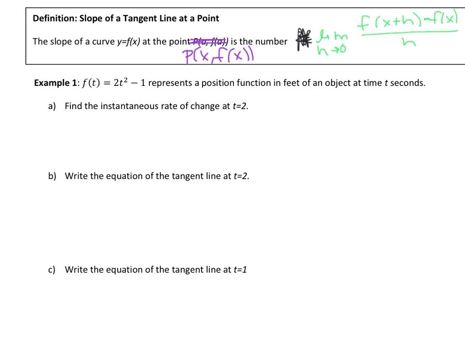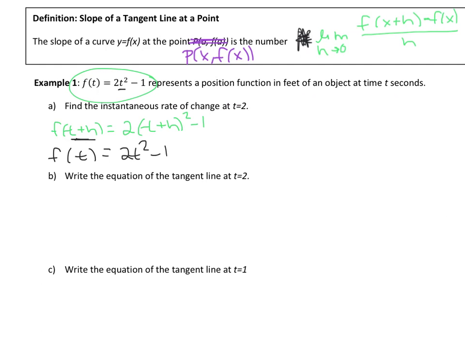So we already know f of t. That's given to us here. So just to make sure we're on the same page, we know that f of t plus h, if I plug that in, is 2 times t plus h squared minus 1. Right, if I just use my function notation and substitute this in for t squared. And just because I like everything in the same place, I know that f of t is equal to 2t squared minus 1. I just got both those from the formula. So now I'm going to actually use my definition of slope of a tangent line.